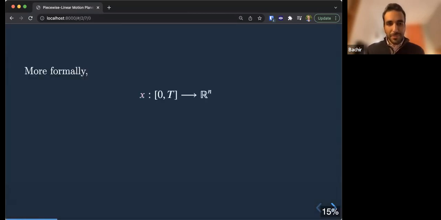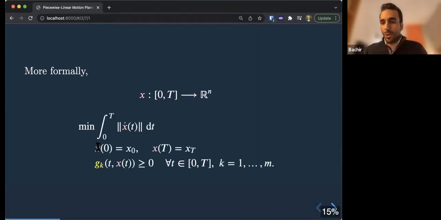More formally, what we're interested in is finding a path, and a path is really a continuous or differentiable function x that goes from the time interval [0, T] to R^n. I want the shortest path, so the length of a path is given simply by the integral between 0 and capital T of the L2 norm of x dot, where x dot is the time derivative of x. I want it to start from x0, I want it to end at x(T), and I want to avoid obstacles.